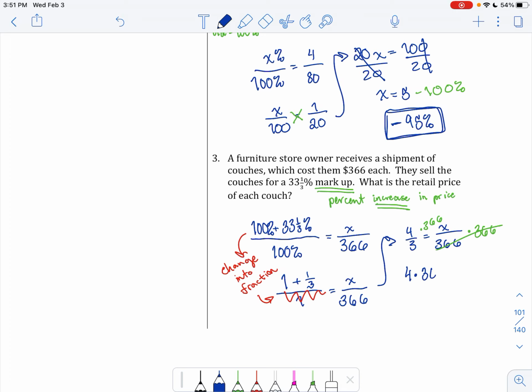I'm going to be sneaky again and say 4 times 366 over 3 is equal to x. And this number is very easy to divide by 3, so I'm going to do that first instead of multiplying. And I get 1 for the 3, and then 2, 2. So 366 divided by 3 is 122. So that way x is 4 times 122, which is $488, the marked up increased price of the couch.